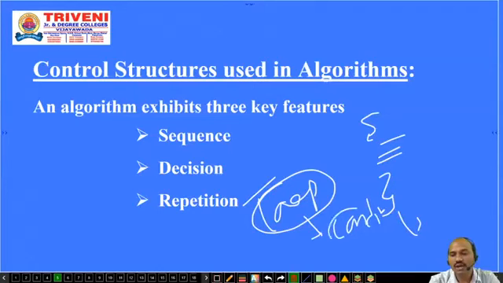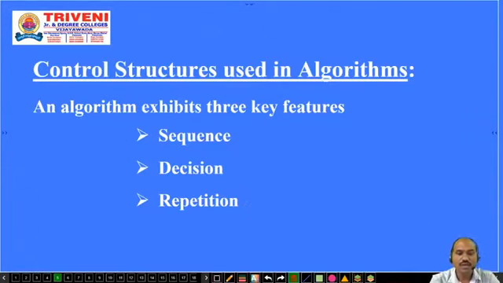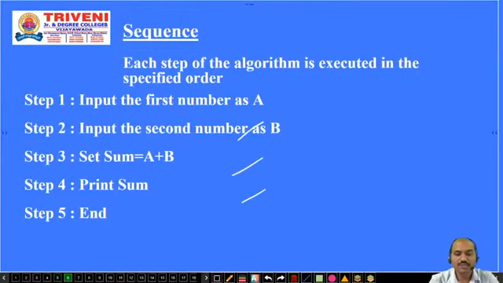So for the given condition, when the condition is satisfied, the loop will be executed for the output. So this is just for the three key types of algorithms. The first one is sequence, the second one is decision, and the third one is repetition. Okay, so now we are going to explain what a sequence algorithm is.